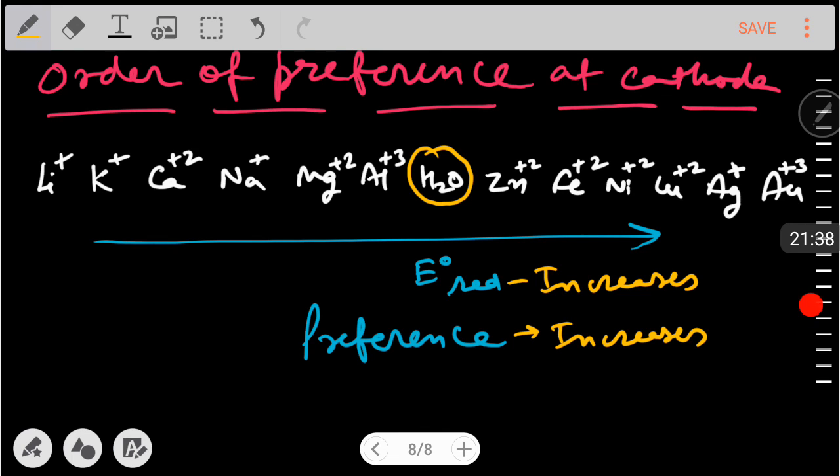So this is all about the theoretical aspects of electrolysis.